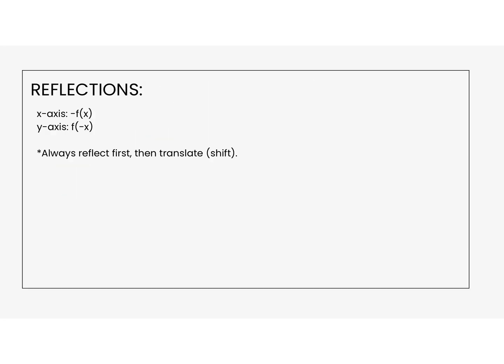We're going to skip ahead a little bit if you're following along in your packets and talk about reflections. So we have 2 reflections that we're going to look at. We have an x-axis reflection and a y-axis reflection. The x-axis, the negative is on the outside. The y-axis, the negative is on the inside. So again, that would be inside underneath the radical or outside of the radical would be the difference there. And when we do these reflections, just remember, we're always going to do the reflection first, then we're going to translate, we're going to do our slides.